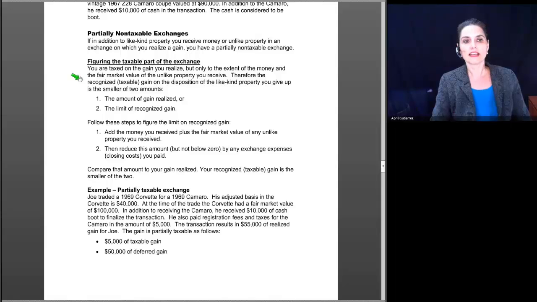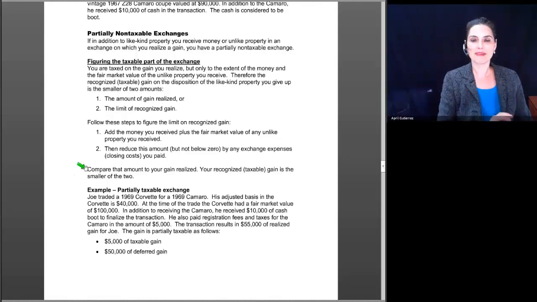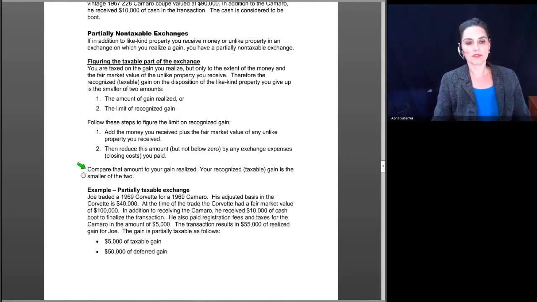Therefore, the recognized taxable gain on the disposition of the like-kind property you give up is the smaller of two amounts. Number one, the amount of gain realized, or number two, the limit on recognized gain. You need to follow these steps to figure out what the limit on recognized gain is. Number one, add the money you received plus the fair market value of any unlike property that you received. Reduce this amount, but not below zero, by any exchange expenses or closing costs that you paid. Compare that amount to your gain realized, and your recognized taxable gain is the smaller of those two.